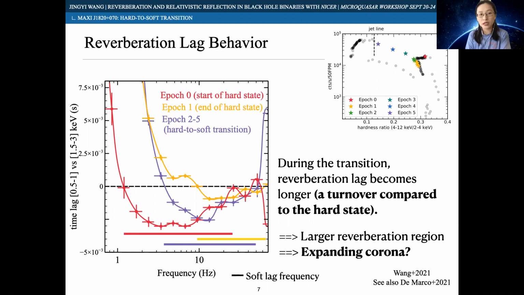And then for the first time, when the transition starts, I found that in the purple lag spectrum, the soft lag frequency surprisingly decreases, and we have longer lags compared to the yellow epoch at the end of hot state. So it looks like a turnover behavior compared to the hot state. The longer lag implies a larger disk corona region that causes reverberation, and that could very likely imply an expanding corona. I also want to emphasize that this finding is also shown in Barbara's paper this year.